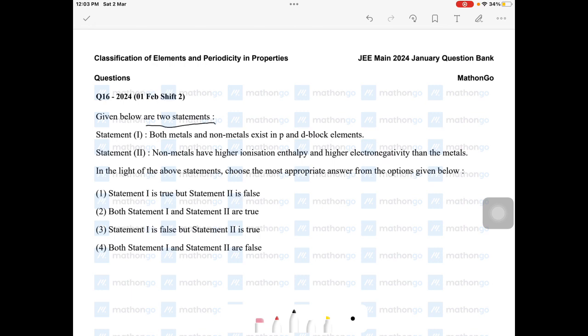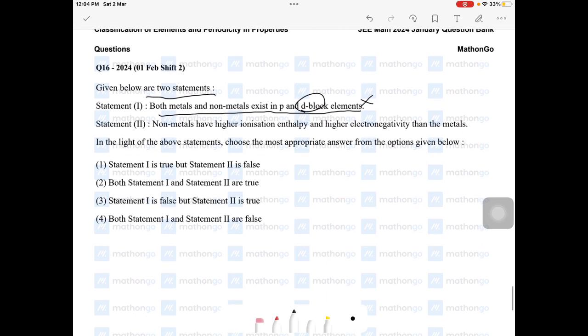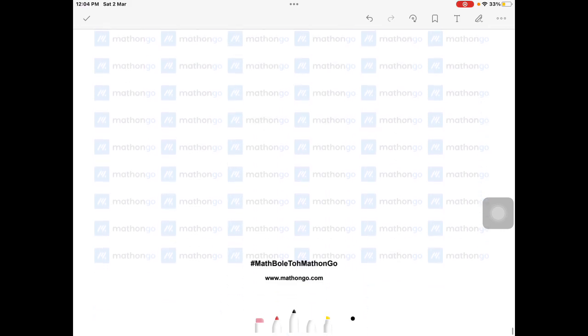Given below are two statements. Both metals and non-metals exist in P and D block elements. So that is wrong. No non-metal in D block elements. Non-metals have higher ionization enthalpy and higher electronegativity than the metals. In the light of above statements, choose the most appropriate answer from the options given below. So statement 1 is wrong, statement 2 is correct, third one is the correct option.